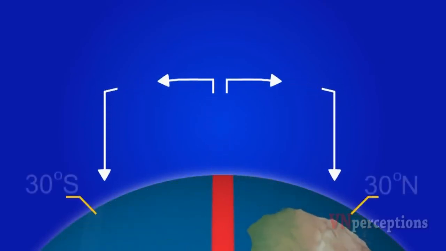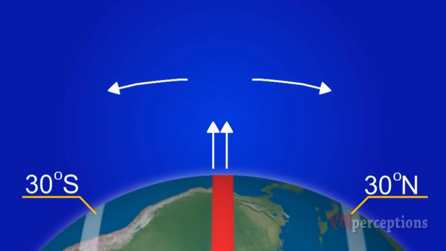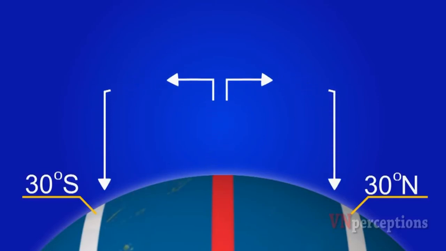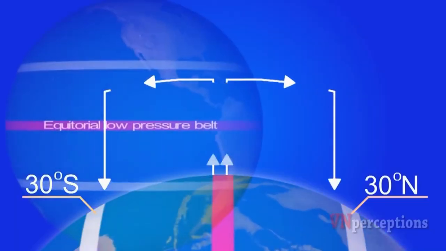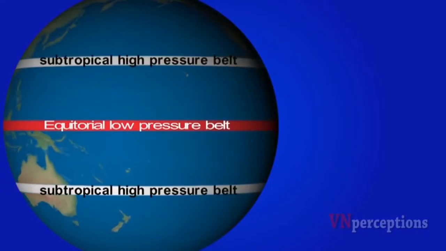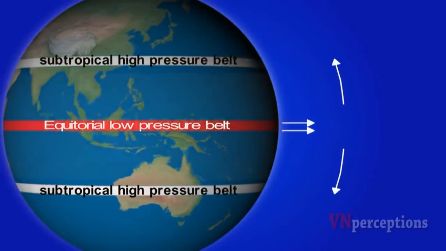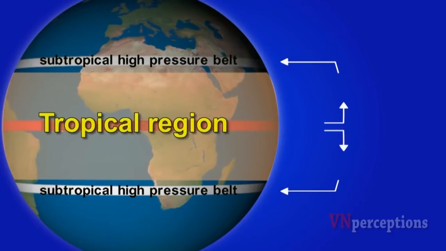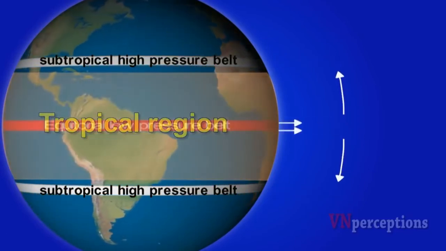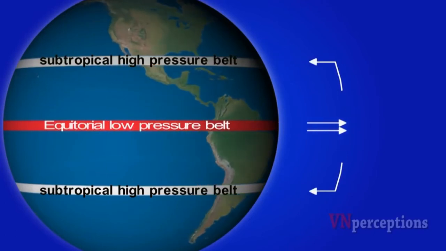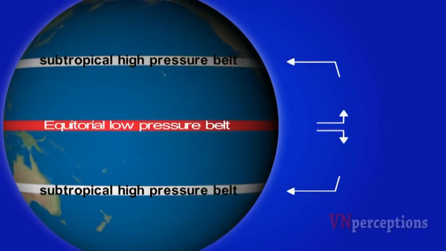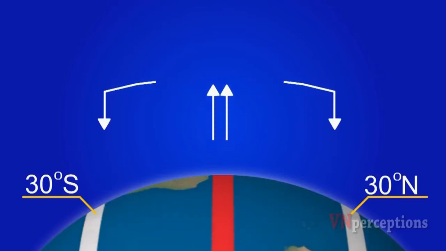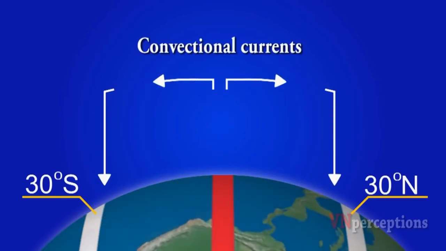So, at around 30 degree north and south, we have sinking air. This sinking air is cool air, so it forms high pressure systems. These regions are called subtropical high pressure belts because these regions lie outside the tropical region and at the same time adjoin the tropical region. The sinking air now moves towards north and south. So, along the equator, the warm air rises, spreads out, cools and sinks down. In this way, it develops convectional currents.